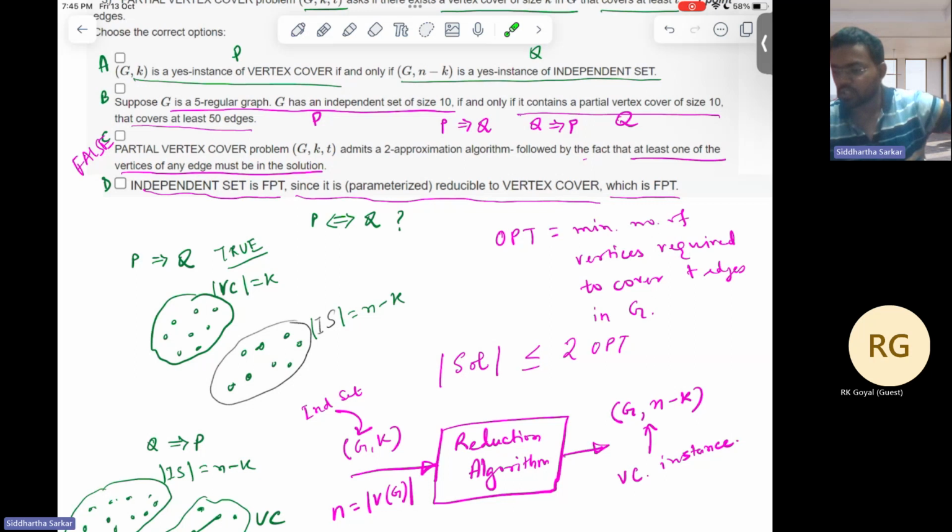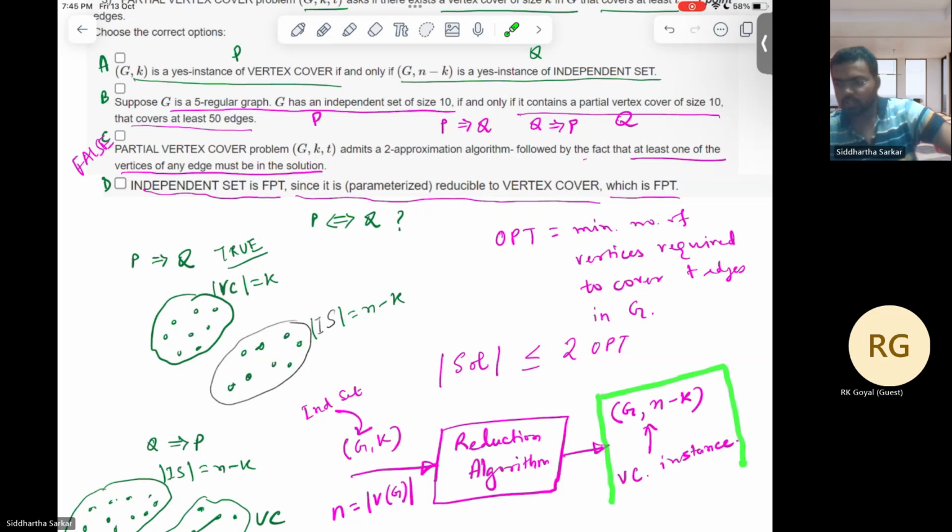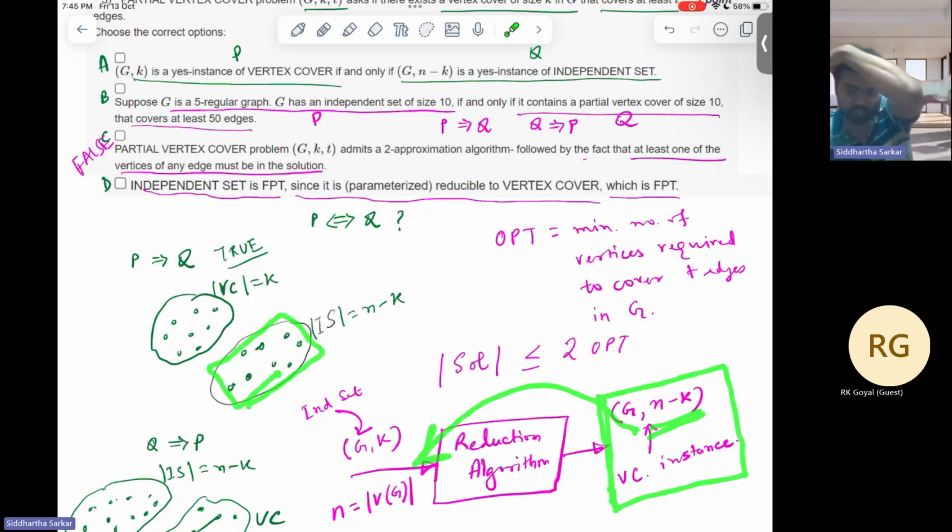So now you have a vertex cover instance. So the reduction algorithm is nothing, it just changes the parameter. Now, if somebody gives you a positive answer, so somebody says that okay, there is actually an n minus k sized vertex cover in this graph, then immediately you say, right, if I output the rest of the vertices, that means I output the k other vertices which are not in the vertex cover, and that is an independent set.